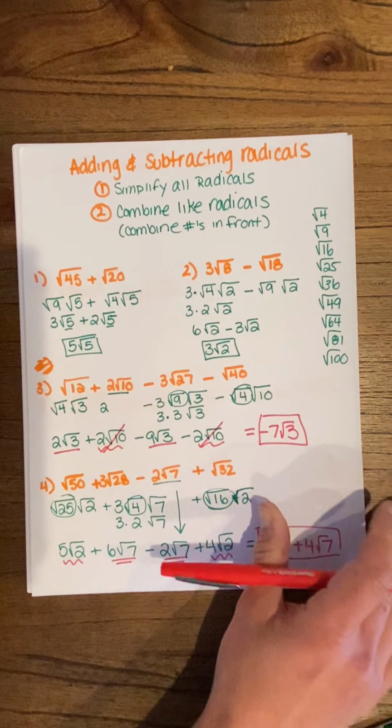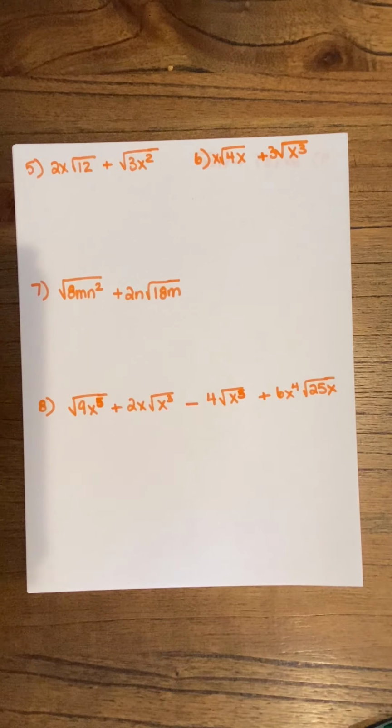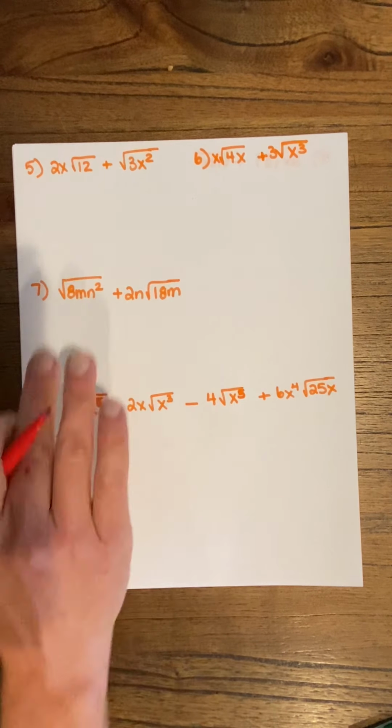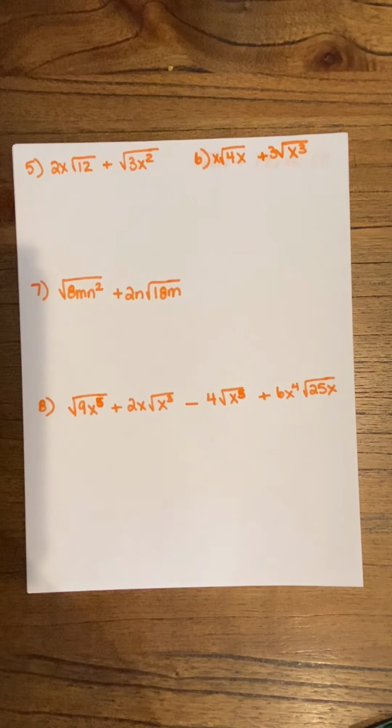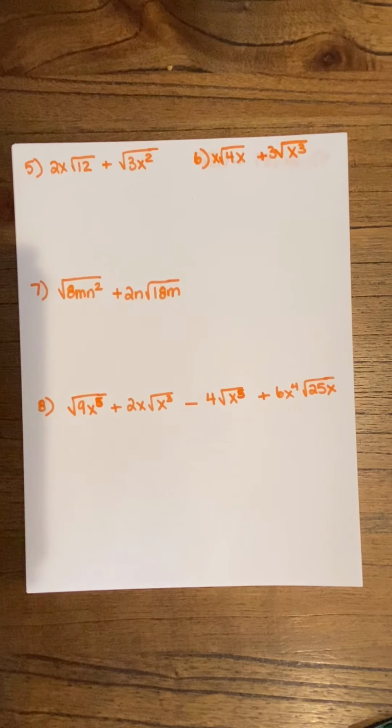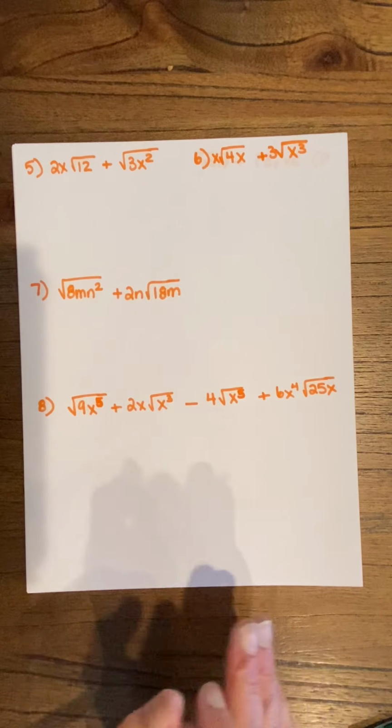Okay, the only other thing I want to do with adding and subtracting is just bring in some variables. Remember with the variables, if it's an even exponent, it's a perfect square and you can simplify it. If it's not even, remember you're going to drop it down and make it even, okay? So we're still going to do the same thing. We're just going to look at each radical separately.